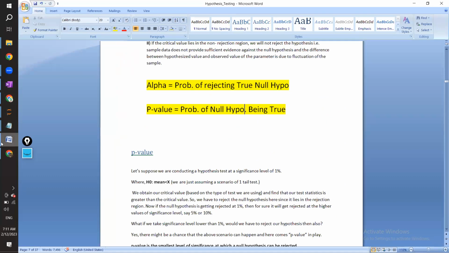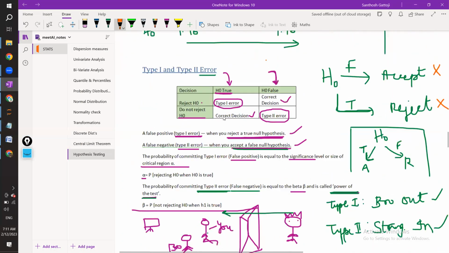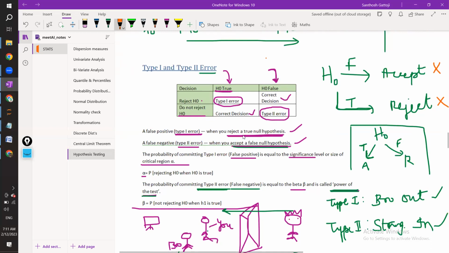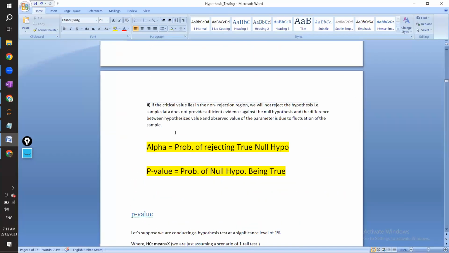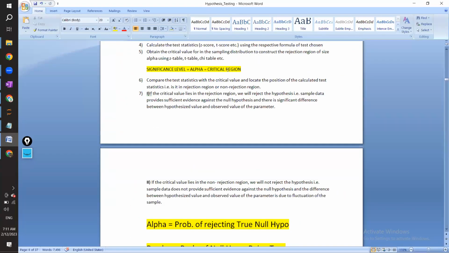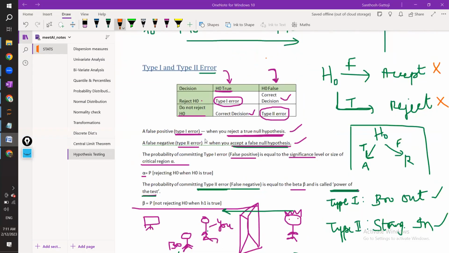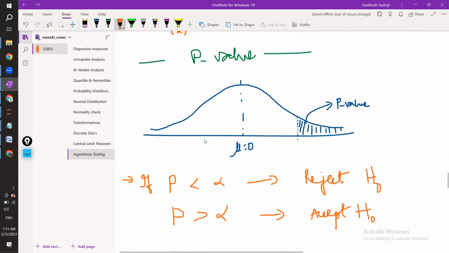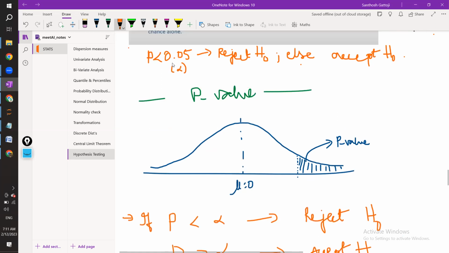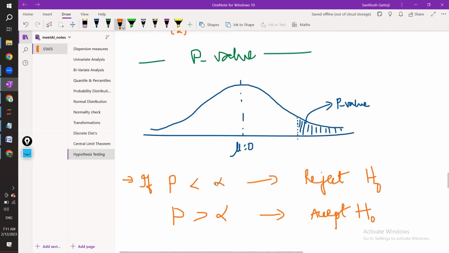You remember guys, type 1 error is what? Rejecting a true null hypothesis, and it's also called alpha. It's also called the significance level. Yesterday we wrote that the significance level is alpha, which is the type 1 error. That type 1 error, we usually take it as 5%, that means 0.05. Then if the p-value is less than alpha, that means 0.05, you reject.